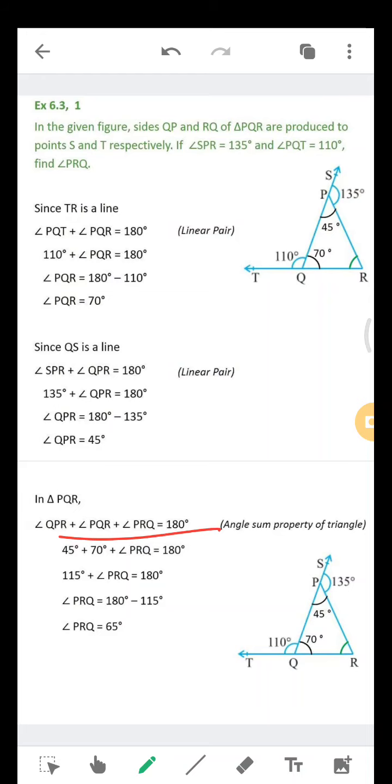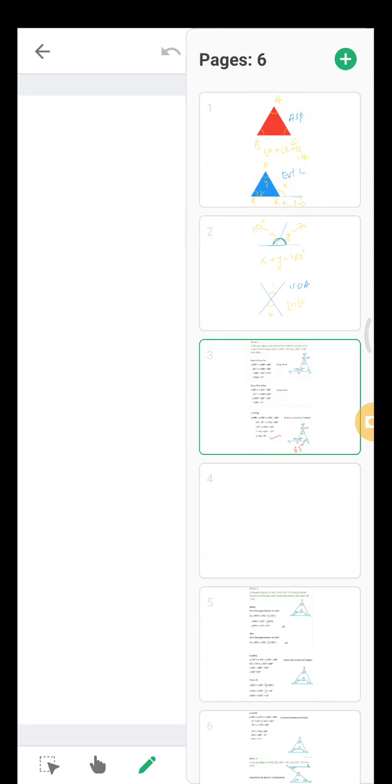So we'll substitute the values. QPR is 45, PQR is 70, and PRQ is unknown, we have to find it. So 45 plus 70 gives you 115, and 180 minus 115 is 65. So PRQ is 65. So finally we have got the value of PRQ, that is 65 degrees. So this is the way we can find the missing angle. Going to the next question.